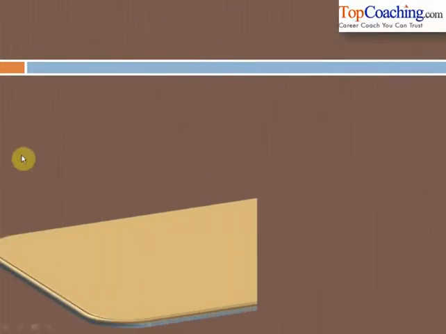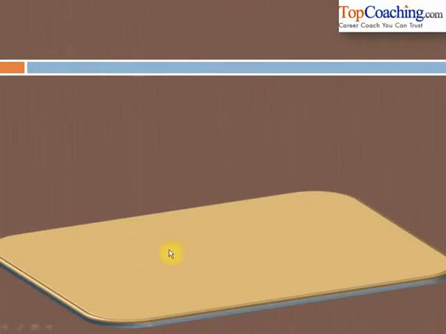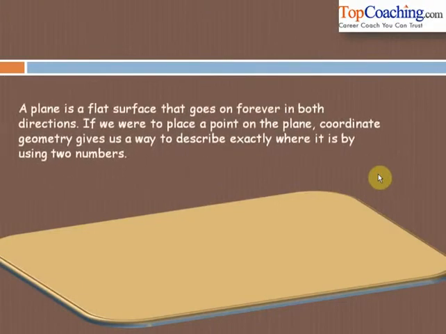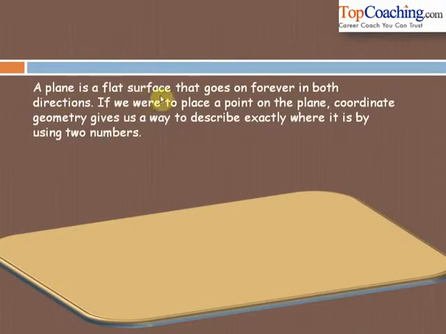Now, first of all, let us say that this is a plane and this extends infinitely in all the directions. Now, what exactly is a plane? We know that a plane is a flat surface that goes on forever in both the directions. So it will extend in this direction as well as in this direction. Now if we were to place a point on the plane, coordinate geometry gives us a way to describe exactly where it is by using two numbers.